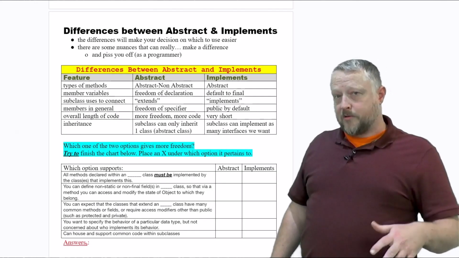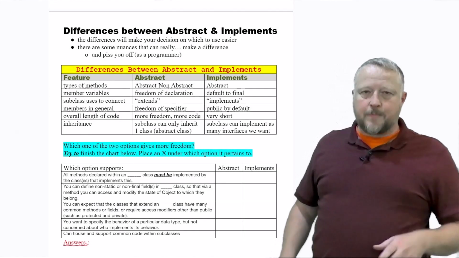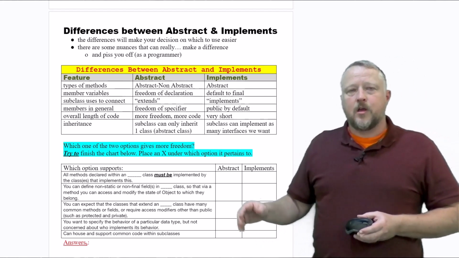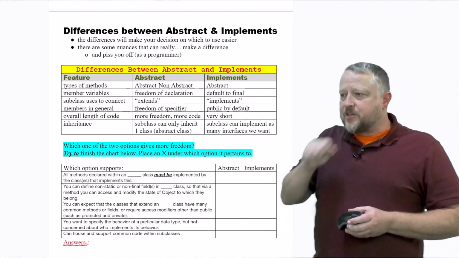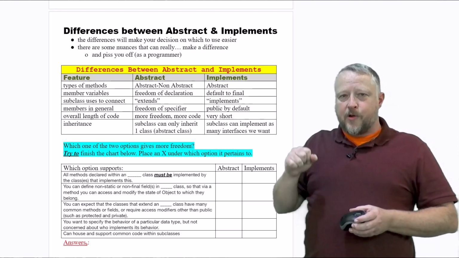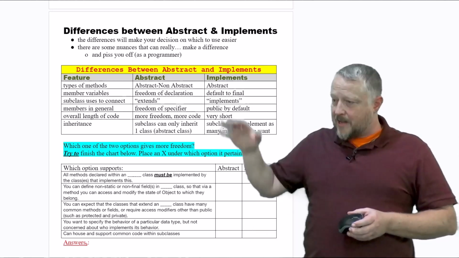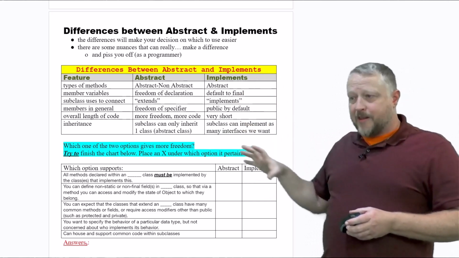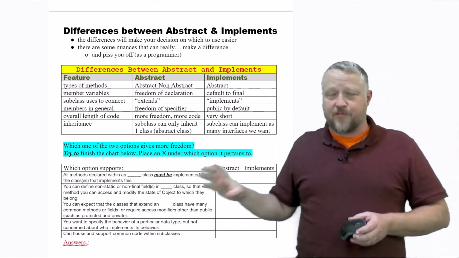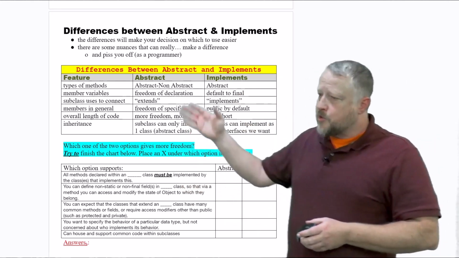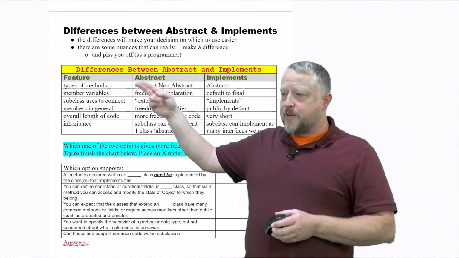This is really important. Difference between abstract and implements. There's going to be some differences that frankly are going to piss you off as a programmer. Like, oh, damn it, I thought I was going to do it this way, but it didn't. So that's why, honestly, I have this chart and then I have this exercise because I've been through it, to say the least.